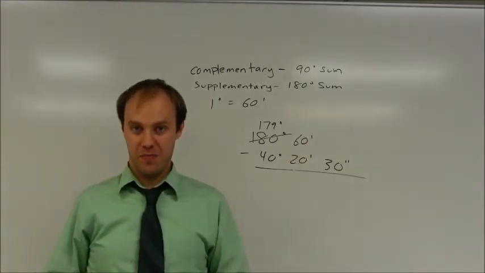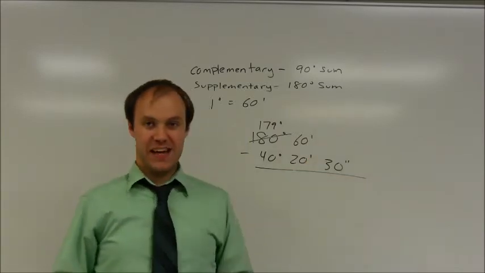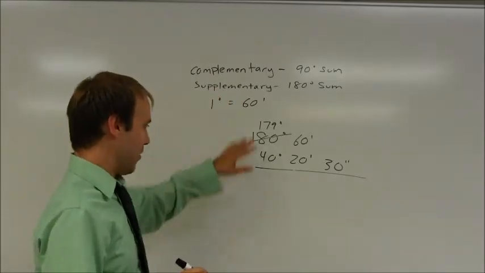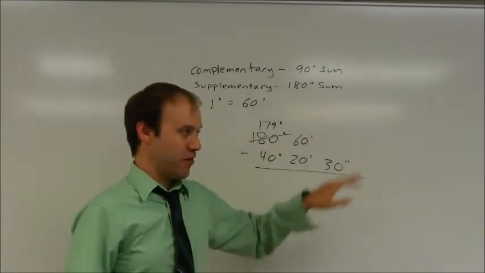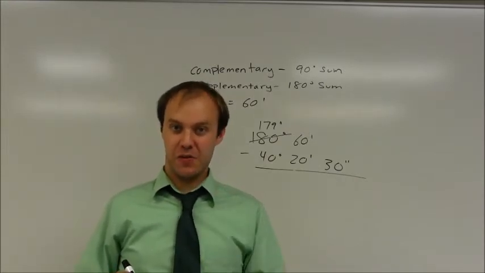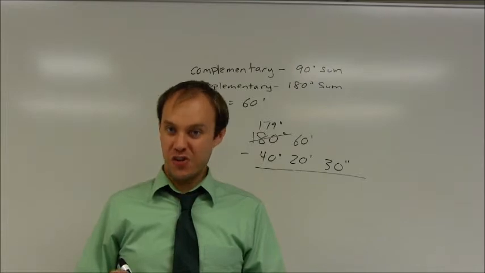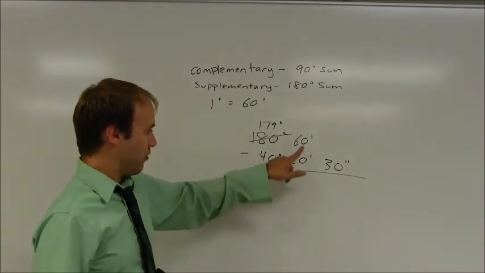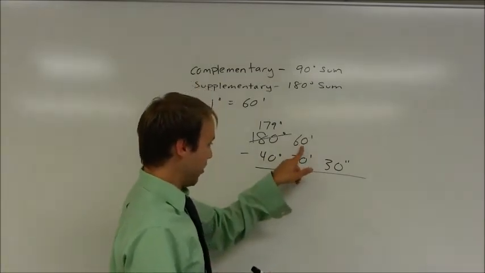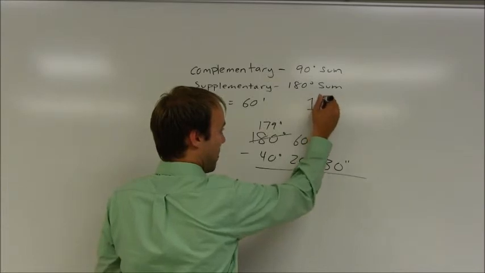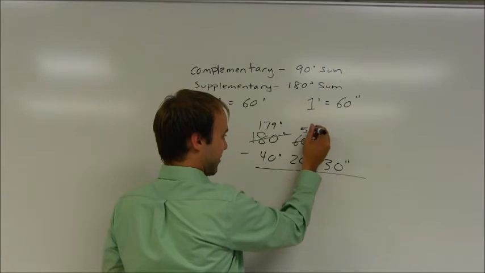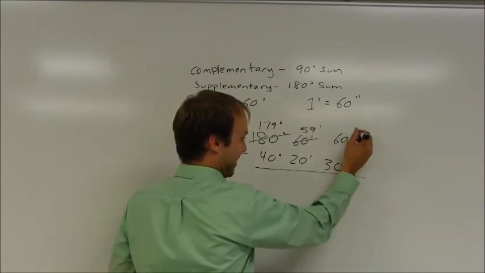Well, I still have a problem. I need seconds. And this is where you have to be very careful. A lot of times people think, oh, I'll just borrow another 60 and I'll put it over here. But 60 minutes is equal to a degree, not 60 seconds. So you don't want to borrow from the degrees. You want to borrow from the minutes. And I know that if I take one of these minutes, 1 minute is equal to 60 seconds. So I can borrow one of these. Takes me down to 59 minutes, gives me 60 seconds.